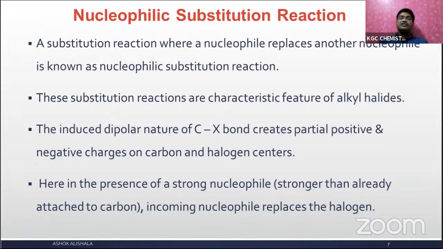the incoming nucleophile replaces the halogen. That means here to replace this halogen, the entering nucleophile must be stronger than what? Stronger than this halogen. It must be stronger than the halogen. In that case only it will be eliminated. That is, it will leave. It is called the leaving group. This is called the entering group. When another nucleophile, a strong nucleophile, approaches this alkyl halide, then only it will be substituted. Otherwise, the halogen is never substituted.